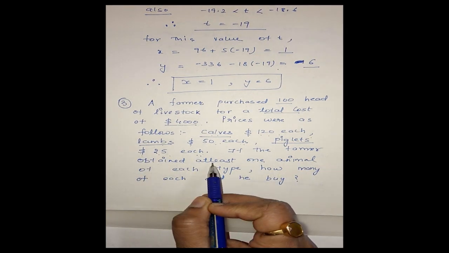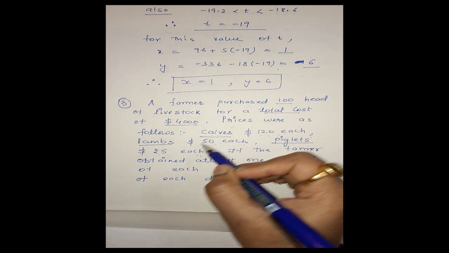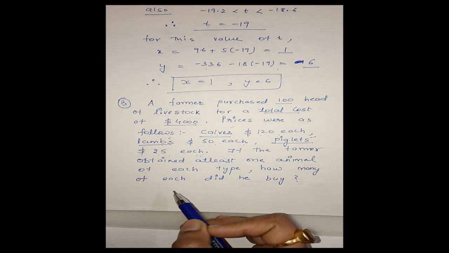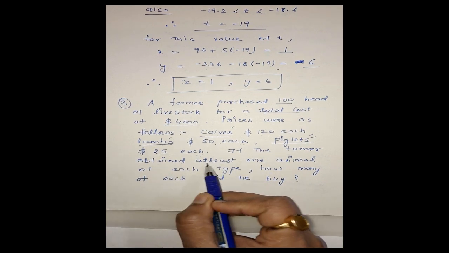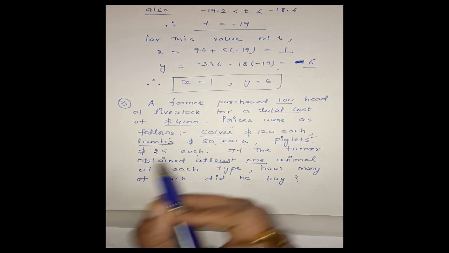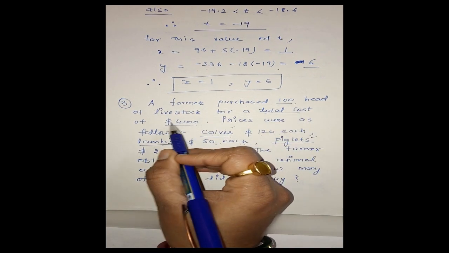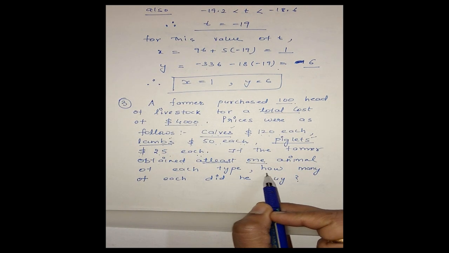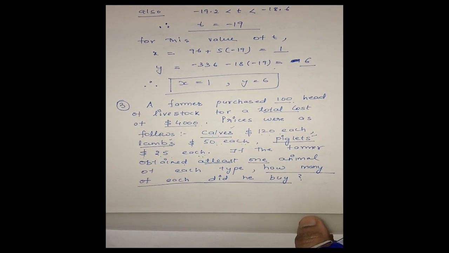Now, if the farmer obtained at least one animal of each type, meaning if X denotes the number of calves, Y denotes the number of lambs, and Z denotes the number of piglets, then each of X, Y, and Z is greater than or equal to 1, since the farmer obtained at least one animal of each type. Means he should have at least one calf, one lamb, and one piglet. Okay, and in total he has 100 animals with a total cost of $4,000. Now the question is to find how many of each he bought. We have to obtain this.